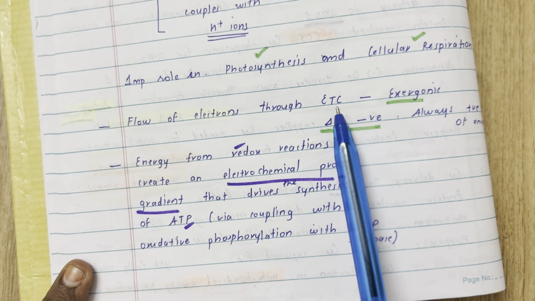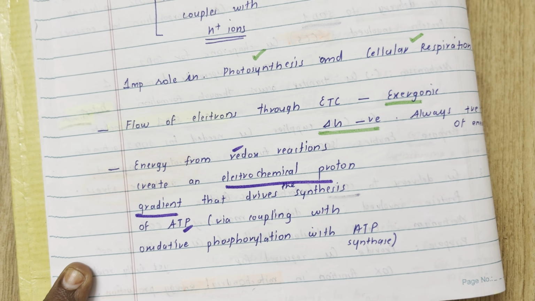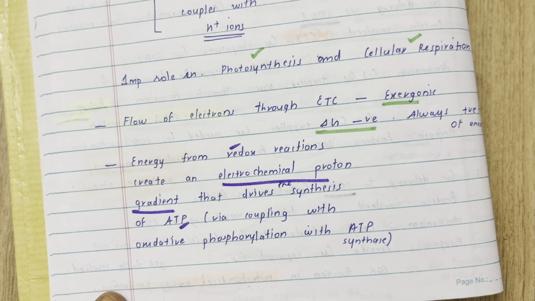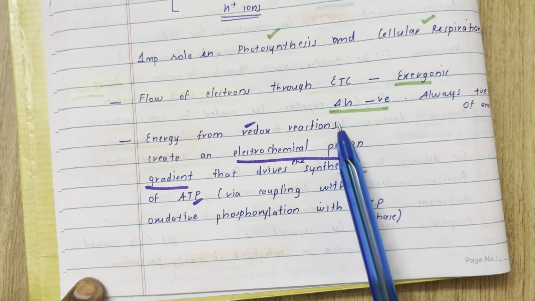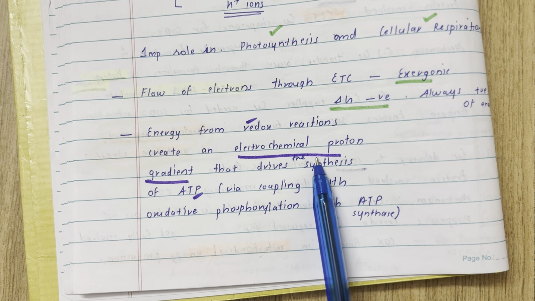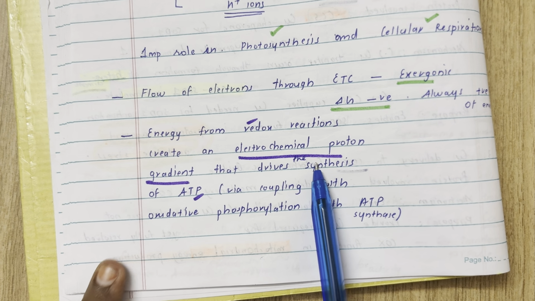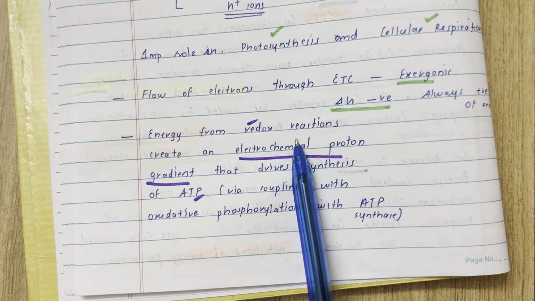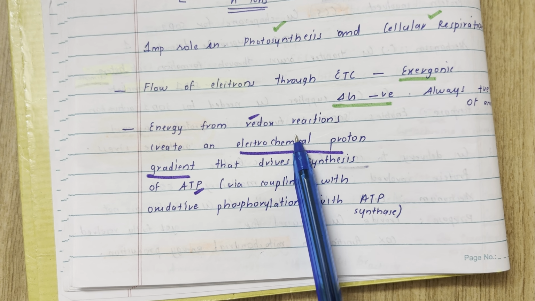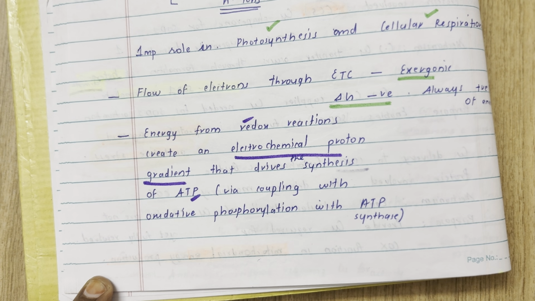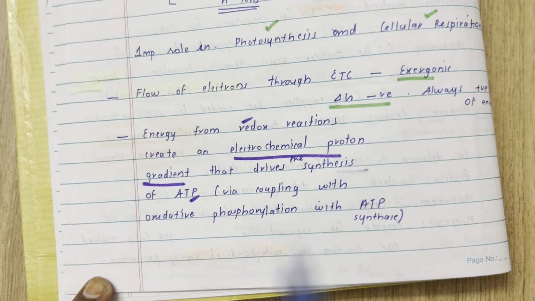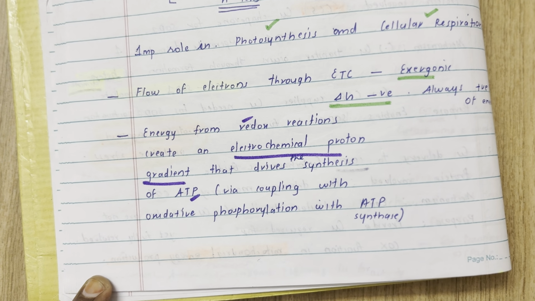So the flow of electrons through the electron transport chain is exergonic, meaning energy is released. That is, delta G is always negative. So what is the use of this electron transport chain? What is the main purpose? Since the energy from this redox reaction is always released, it is an exergonic process, and this energy creates an electrochemical proton gradient. This electrochemical proton gradient drives the synthesis of ATP.